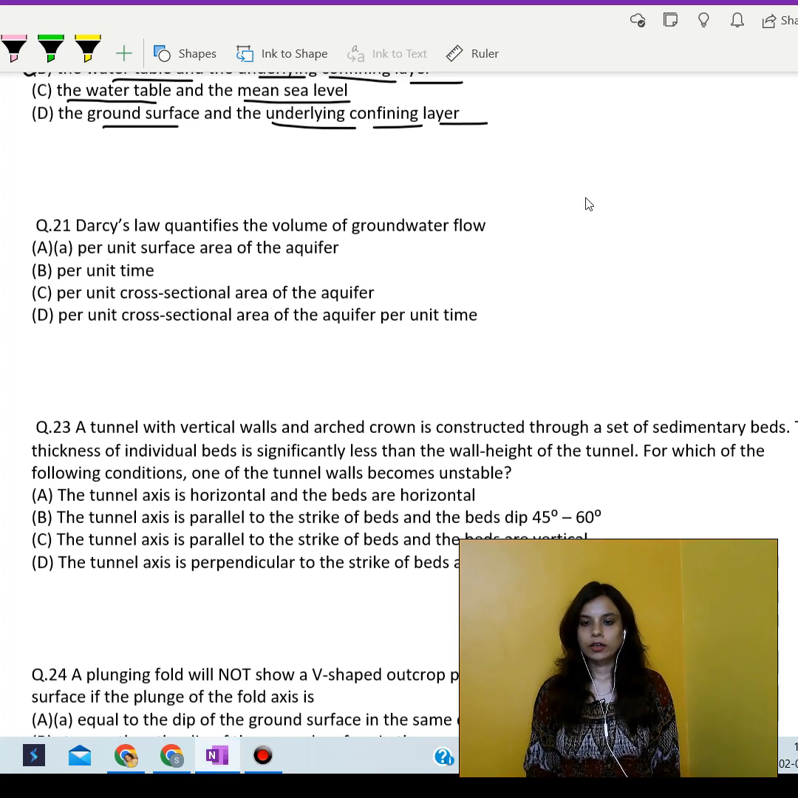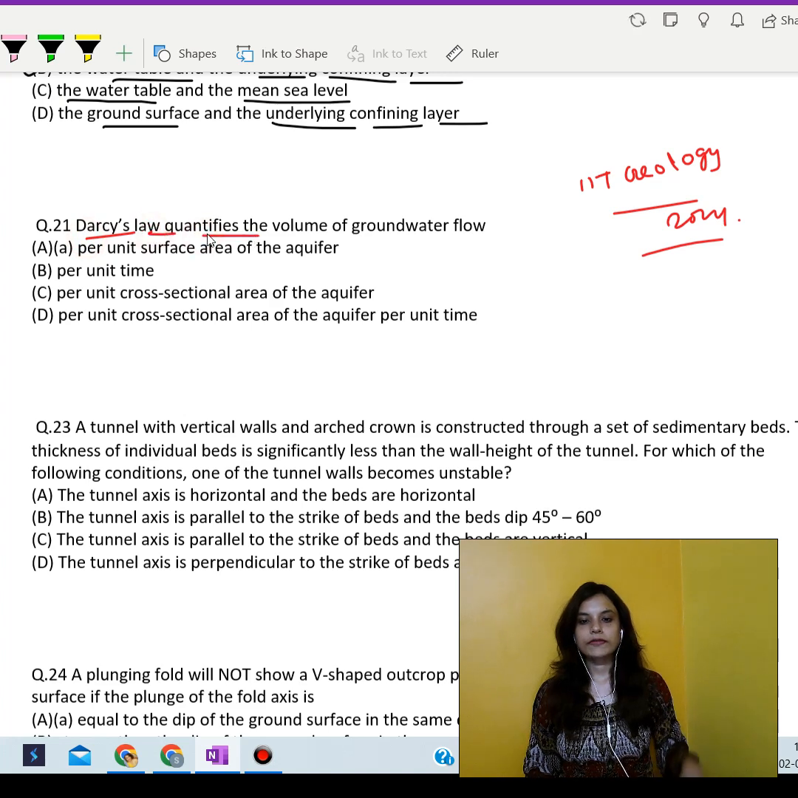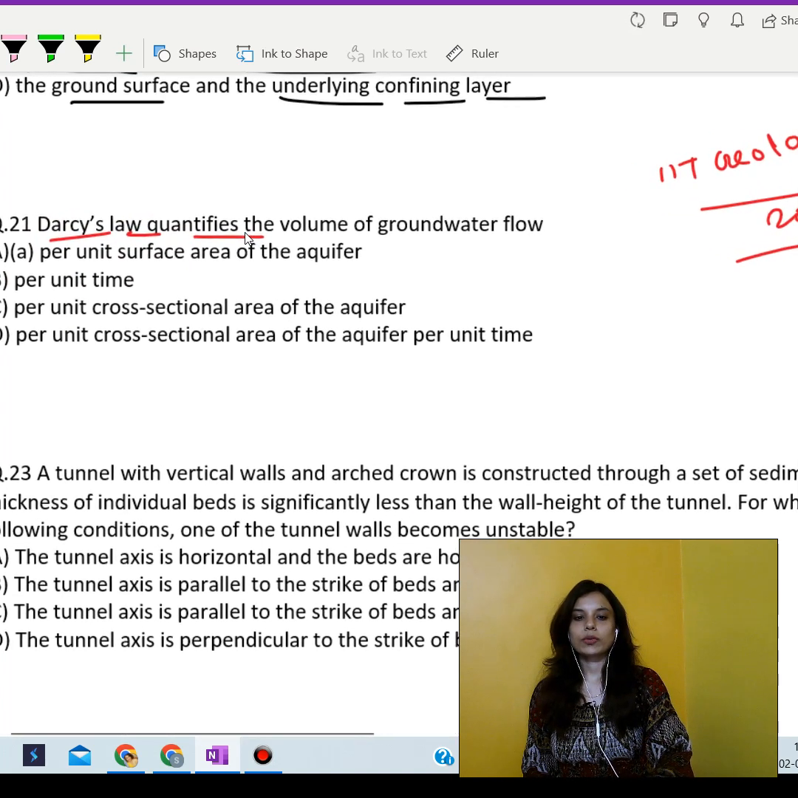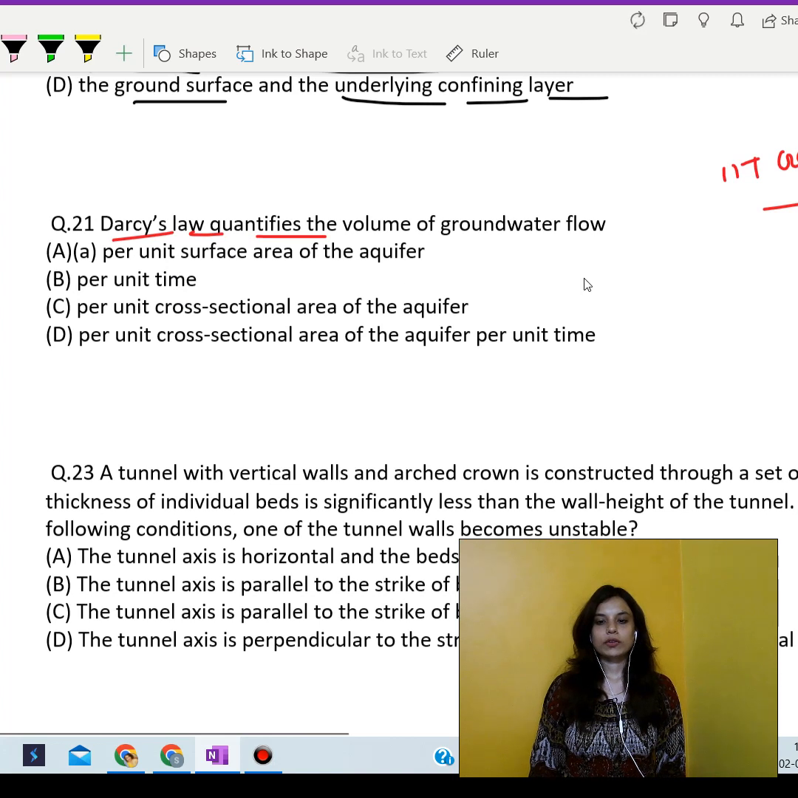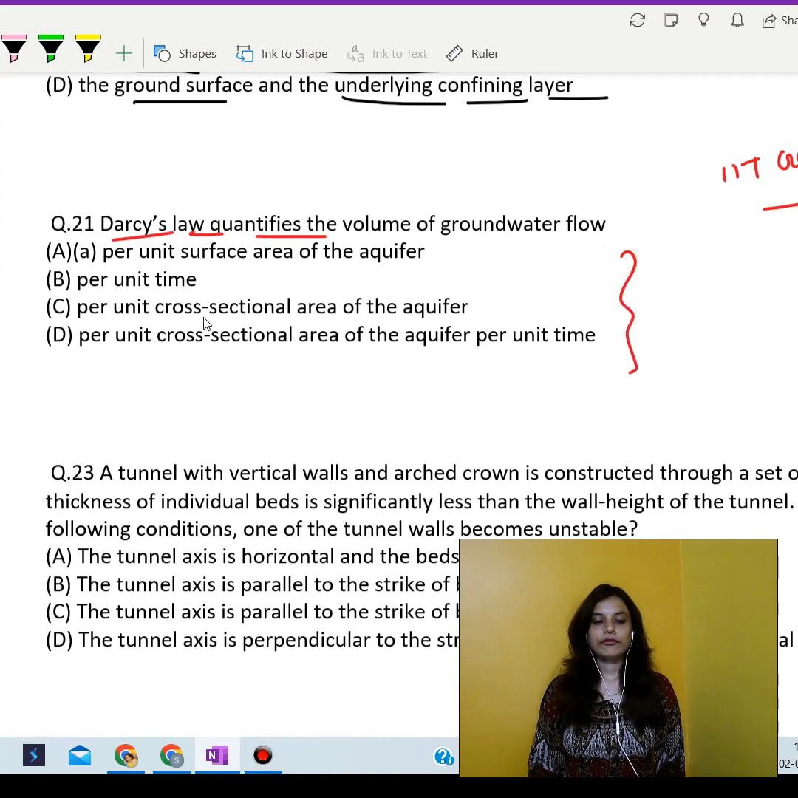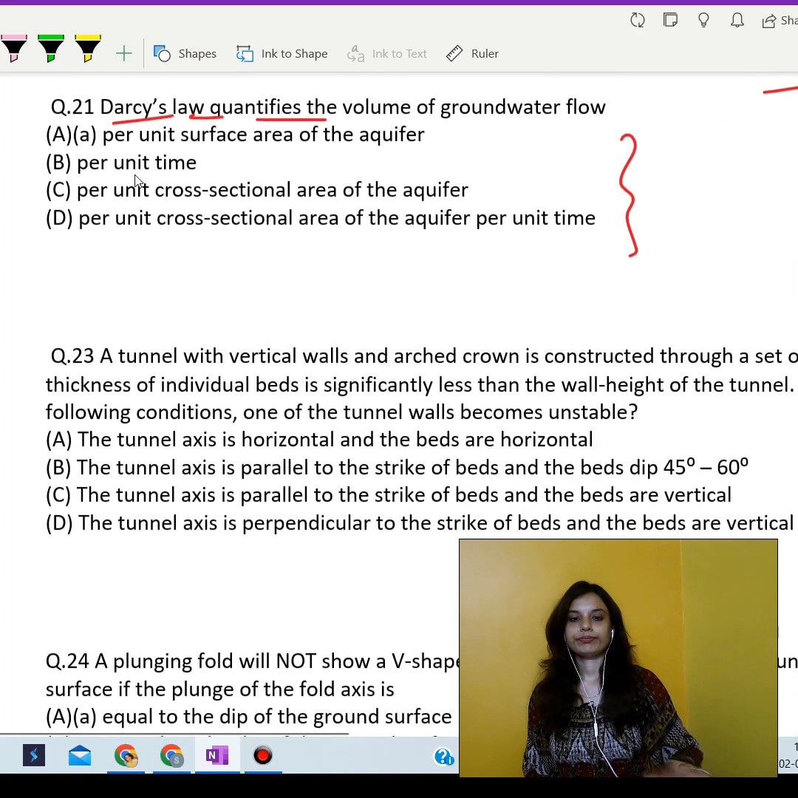Hi everyone, we are solving the IIT JAM Geology paper of 2024 and here we are going to solve some questions in today's class. Darcy's law quantifies the volume of groundwater flow based on what? Okay, so we have four options given. Now what is Darcy's law?